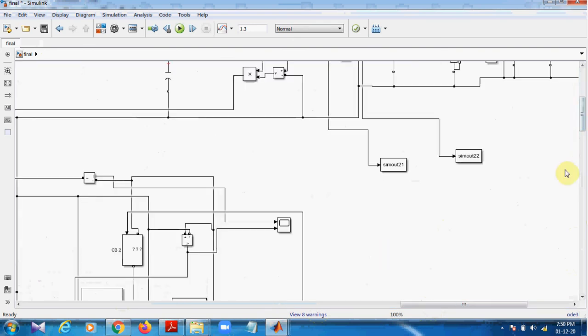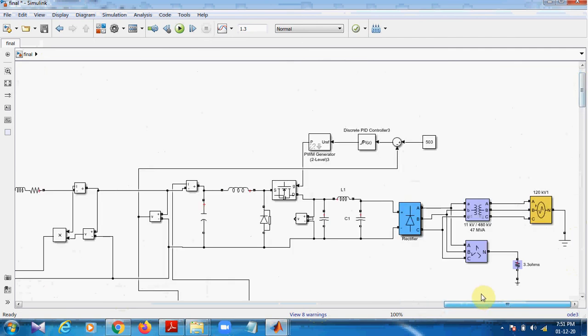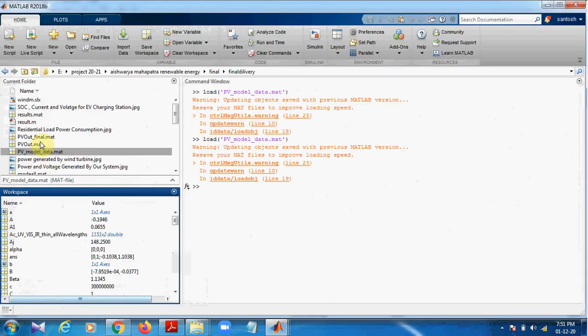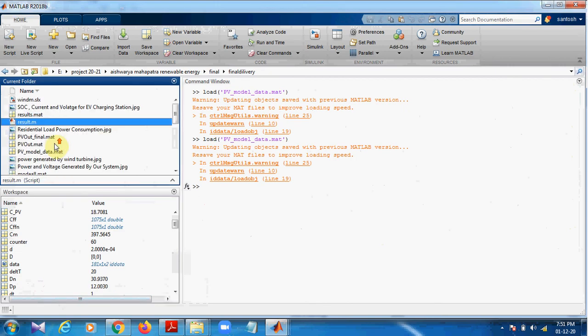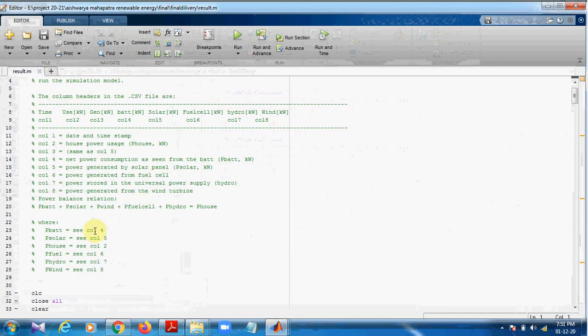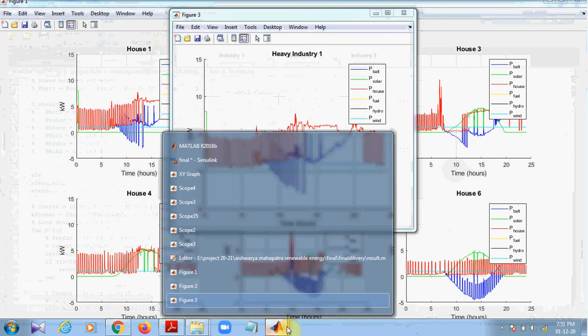After this simulation, we have to plot various graphs related to the final outcome. I'll show you how to plot the graph. For plotting the graph, I have created one function, that is result.m. Here we have taken all the parameters from the battery, solar, fuel cell, hydro, wind, and all column signals were taken. We are plotting the graph with respect to the various utilization of energy. We'll run this here. Once we run, it will plot various graphs. We'll see them one by one.